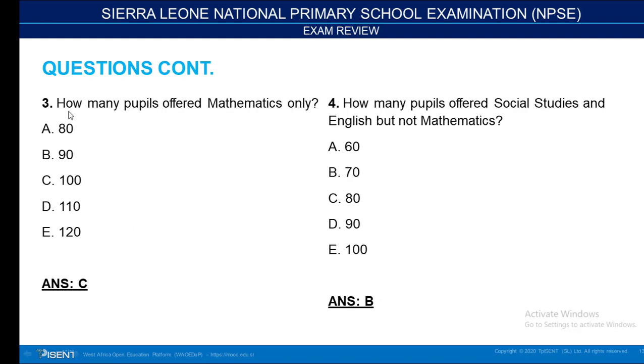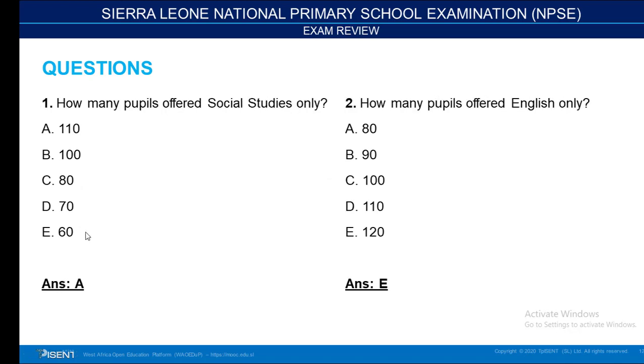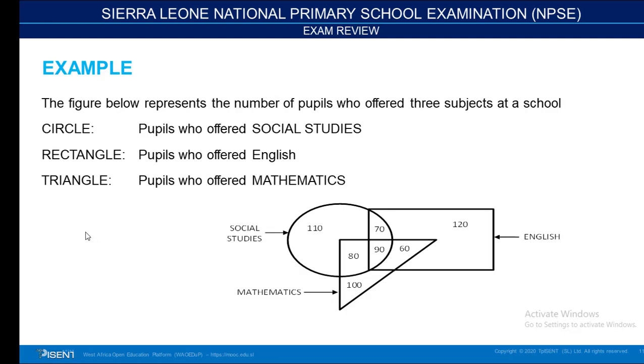Next, question 3. How many pupils offered mathematics only? Options: A 80, B 90, C 100, D 110, E 120. We go back. Now, mathematics is being represented by the triangle.